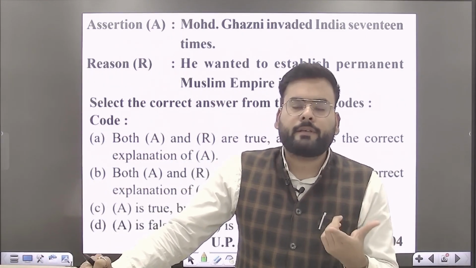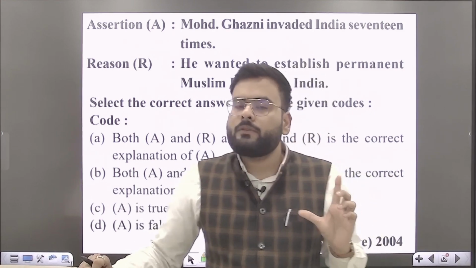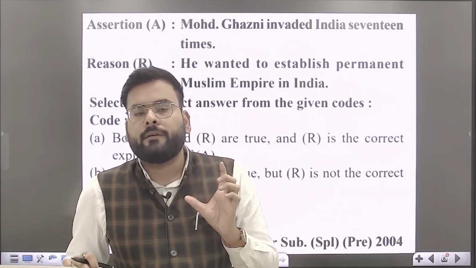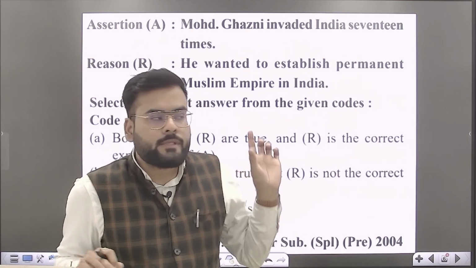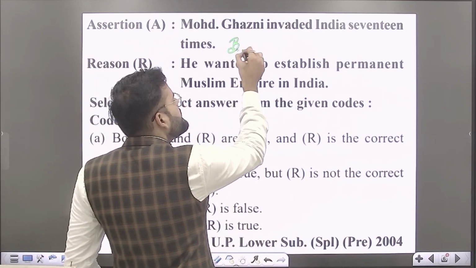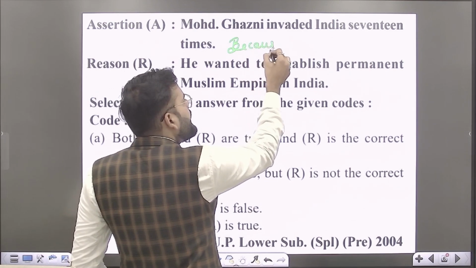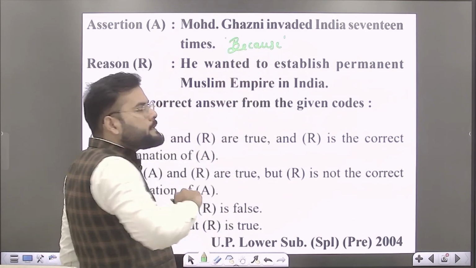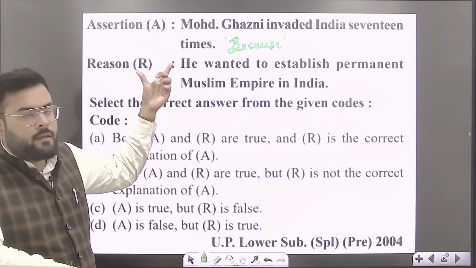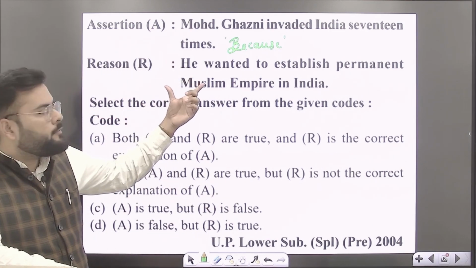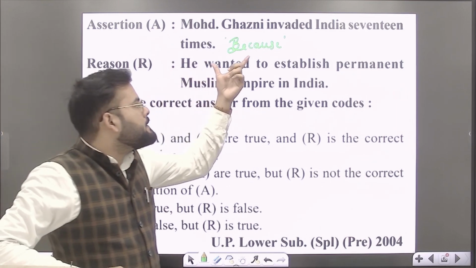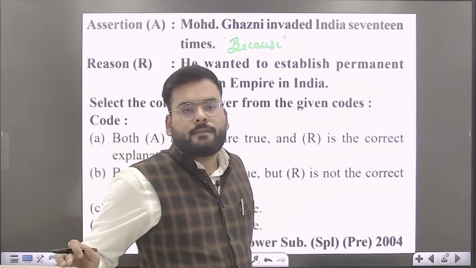Let me give you a trick. This is very simple to solve when you use a word. Remember, you should use a word here, and that word is "because." Whenever you see this type of question, add the word "because." When you read the assertion, read it in a fluent way with the reason as well, and add the conjunction word "because."